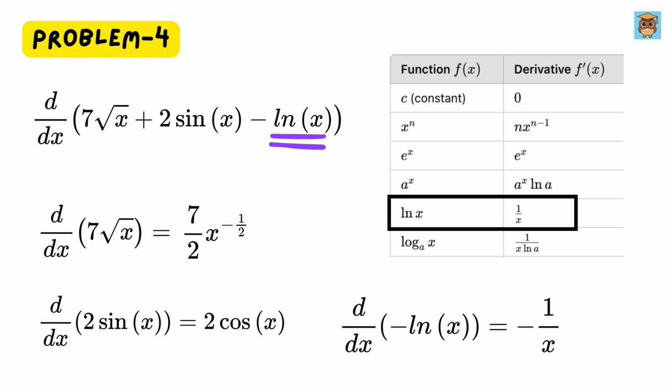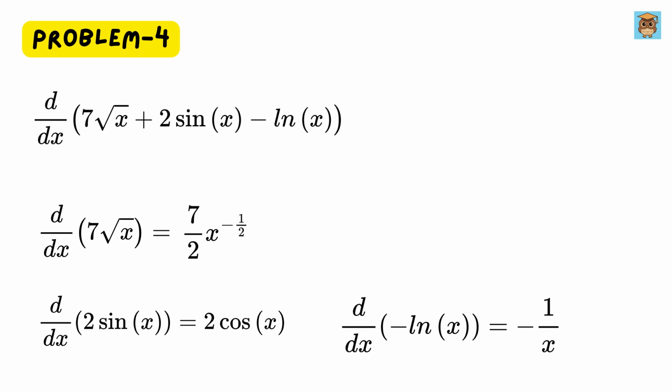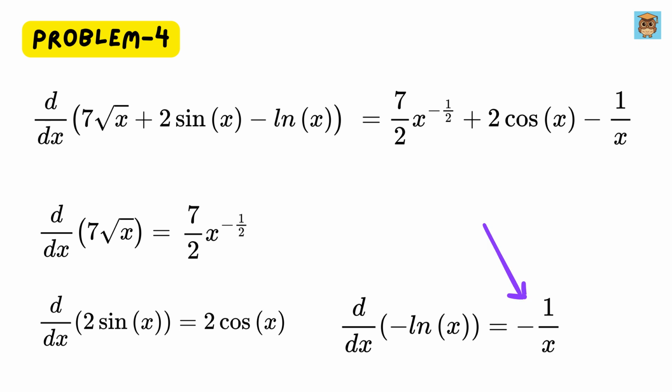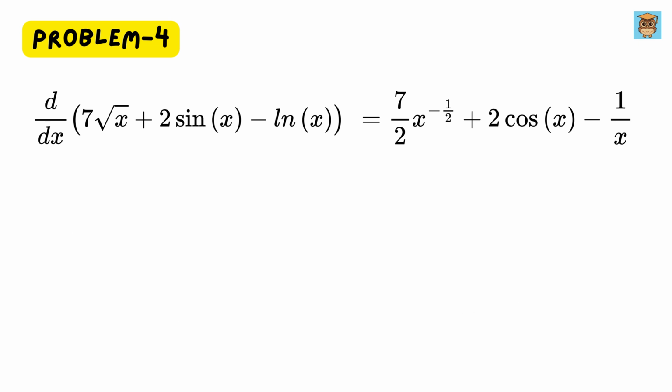Now, putting everything together, the final answer is 7 over 2 times x, raised to the minus half, plus 2 times cos of x, minus 1 divided by x. See how easy it was to find the derivative once you have somehow remembered the formulas of these special functions.